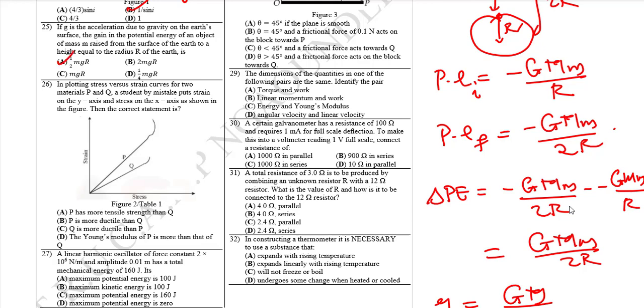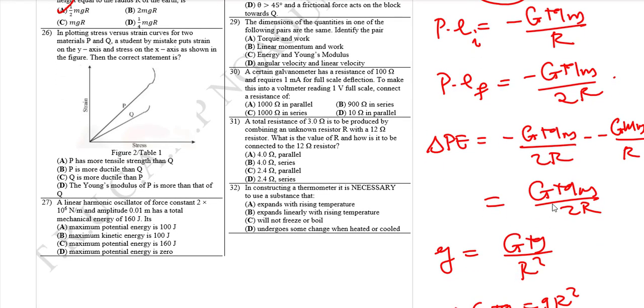Question number 26. In plotting stress versus strain curves for two materials P and Q, a student by mistake puts strain on the y-axis and stress on the x-axis as shown in the figure. Then the correct statement is, now when we observe the two materials, we see that before one starts undergoing deformation, it takes a higher amount of stress in order for it to undergo deformation. So what does it imply?